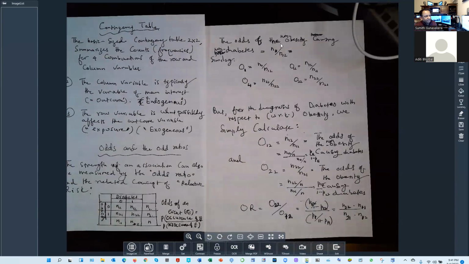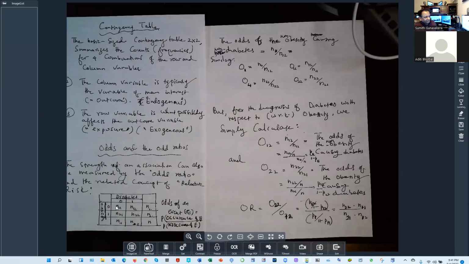In the same way, if somebody was not obese, what's the probability of getting diabetes to not getting diabetes? Since it's a probability divided by probability, you can forget about the n, they get cancelled off. That's why normally the probability is written as n11 divided by n, and n12 divided by n. Those n's get cancelled off. That's why we just write it like this. So simply this divided by that.